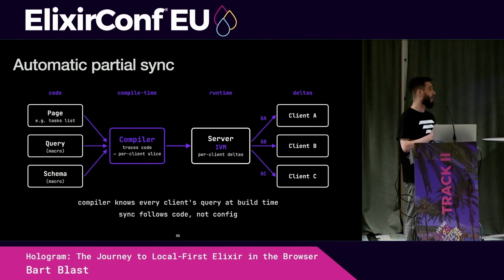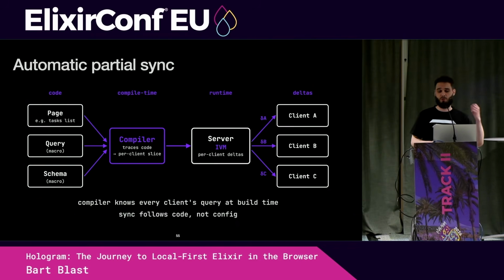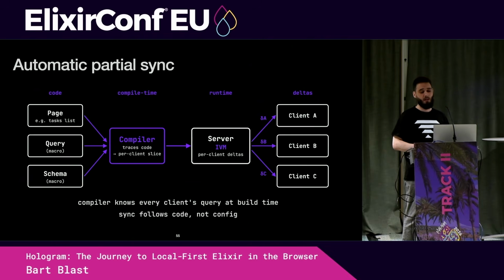And because the compiler knows every client's query at build time, IVM could also run on the client too. Per client deltas, not full recomputation. That's one idea. There are others too. Schema, mutations, permissions, the design space is wide open. I've got other ideas, and if you've got other ideas, I'd love to hear them.